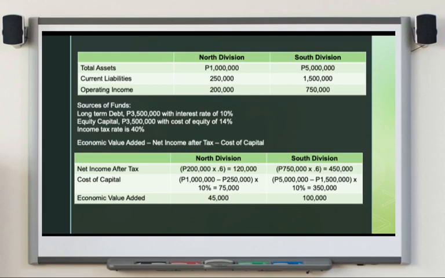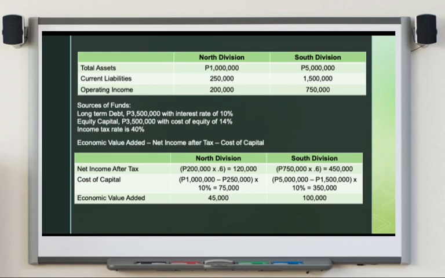for South division. Just like the residual income, the higher the economic value added, the better performance for that particular division. So in this case, South division performs better than the North division, although both of them have the same positive economic value added. Now, how did we compute for the 10% cost of capital?